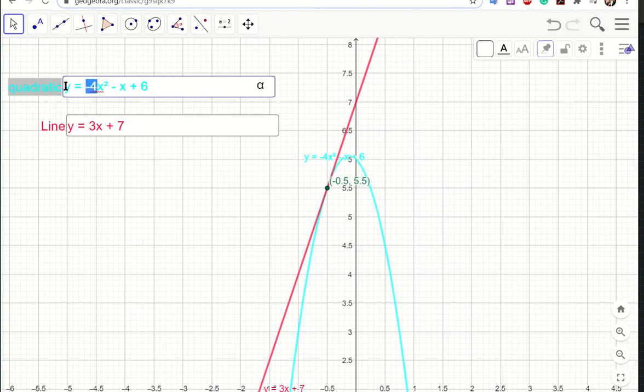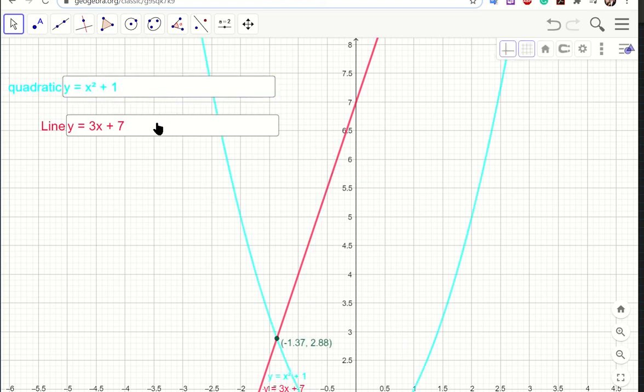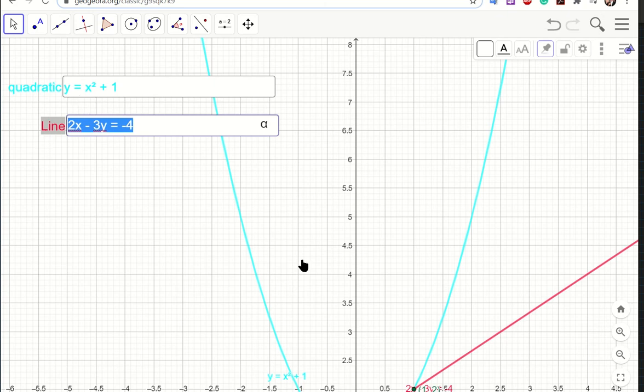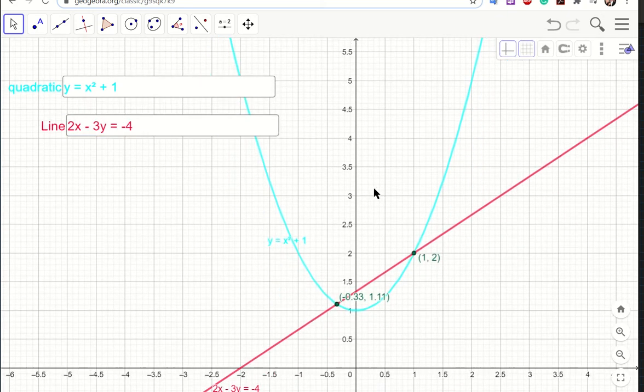So our quadratic was y equals x squared plus 1, and our linear equation was 2x minus 3y equals 4. Okay, we're going to need to zoom out to see our solutions here. And sure enough, we can see the (1, 2) there, and minus 0.33 is minus 1/3, and 1.11 is 10 on 9. So once again, we've got them correct, and there's a visual representation of them. Alright, let's go back to the OneNote.